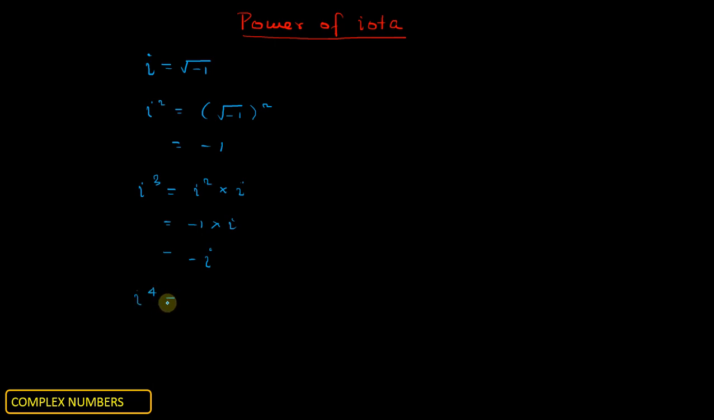Iota raised to 4, we can write it as iota square multiplied by iota square, and iota square is what? Minus 1 multiplied by minus 1, which is equal to 1. Okay, iota raised to 5. So we can write iota raised to 5 as iota raised to 4 multiplied by iota raised to 1. And what is iota raised to 4? It is 1 multiplied by iota, which is equal to iota.